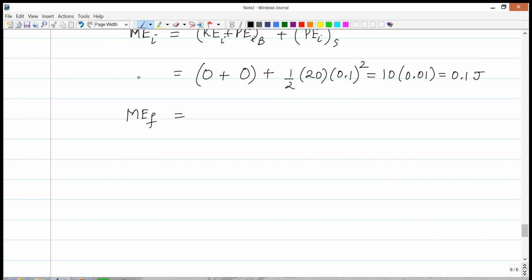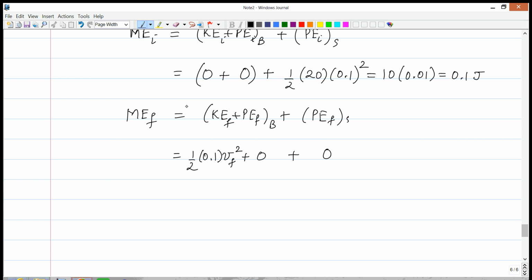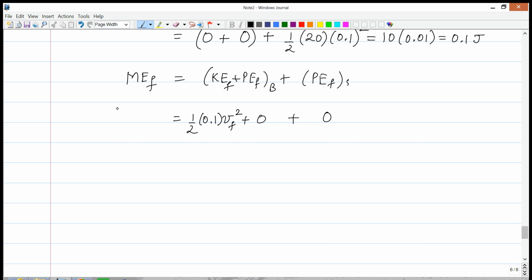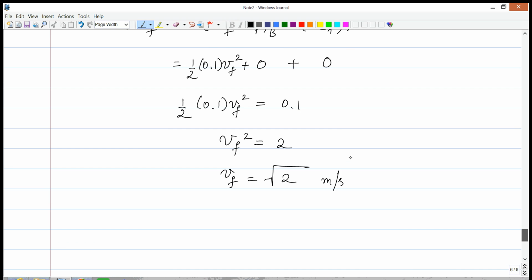The final mechanical energy is once again equal to KE plus PE final for the block plus PE final for the spring. Now, once the block has left, the spring has returned to its original length, and that means it has no more potential energy. So we can put a 0 for the spring. The kinetic energy of the block is going to be 1/2 times 0.1 times vf squared, and the block obviously has no potential energy due to gravity. Alright, we have all our components. So what we know is 1/2 times 0.1 times vf squared is equal to 0.1 joules. So vf squared is equal to 2, and so this gives us vf is equal to square root of 2 meters per second. This takes care of part 1 of the problem.